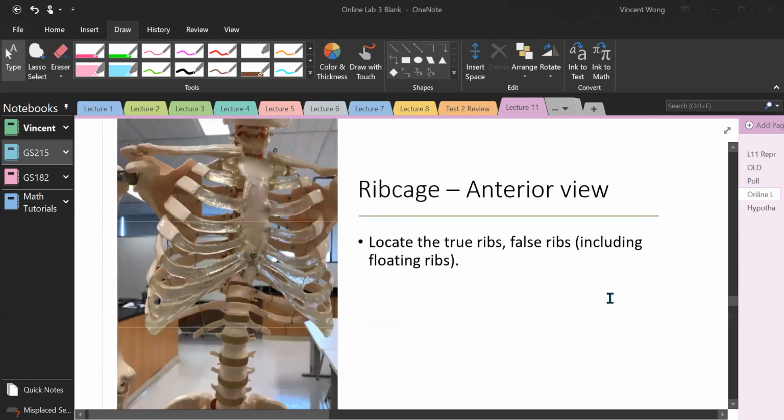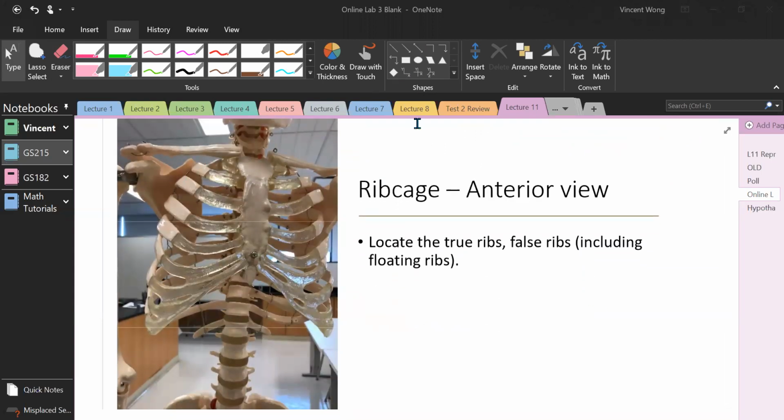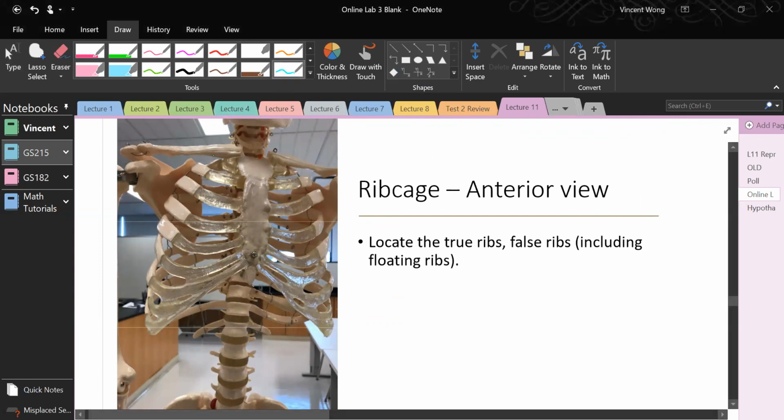All right, next part, rib cage. Locate the true ribs. We have a total of 7 pairs of true ribs. Well, we'll try to number them here. Starting at the very top: 1, 2, 3, 4, 5, 6, and number 7. Okay, so these true ribs, they have their own costal cartilage. Okay, number 1 connects to the manubrium in the body, and then 2 through 7 connects to the body. So those are the true ribs.